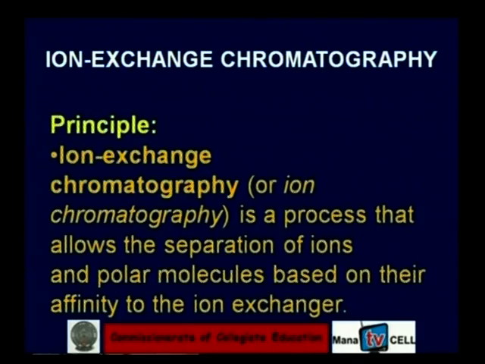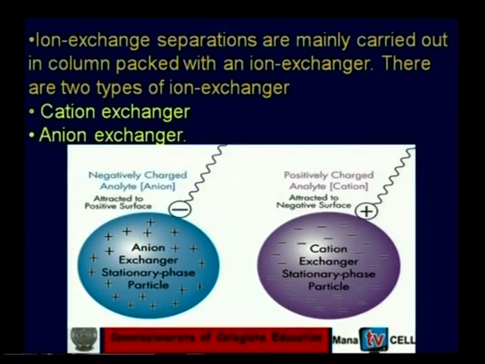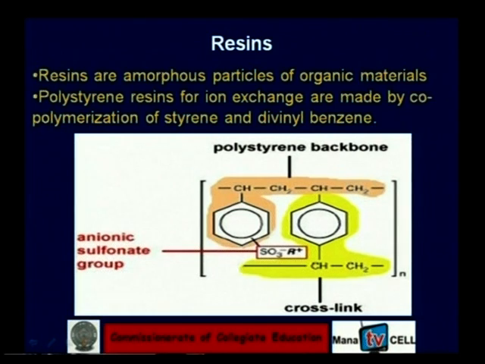It is a process that allows the separation of molecules, including polar molecules, based on their affinity to the ion exchanger. Ion exchangers are of two types. The first one is the cation exchanger and the second one is the anion exchanger. Here is the diagrammatic representation of the anion exchanger and cation exchanger. We use resins as a stationary phase here. Resins are amorphous particles of organic polymers. We use polystyrene resin as a stationary phase in ion exchange chromatography.